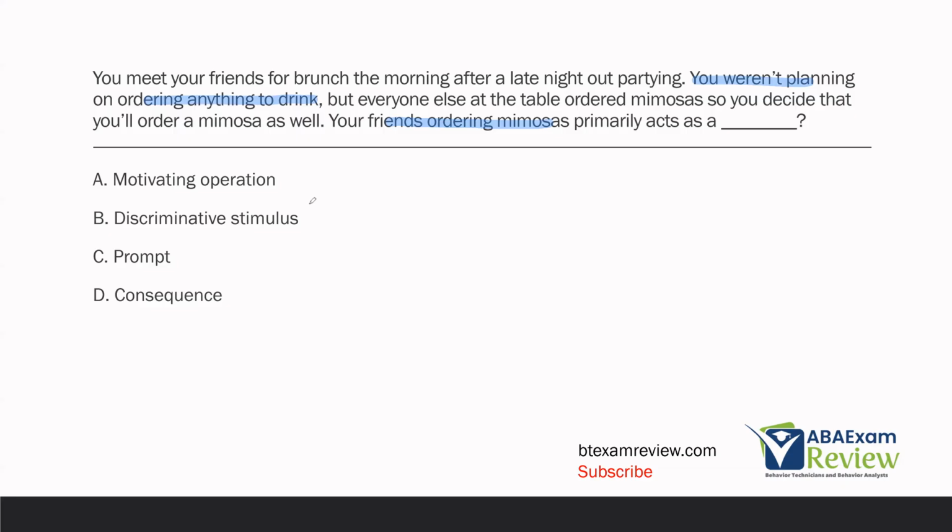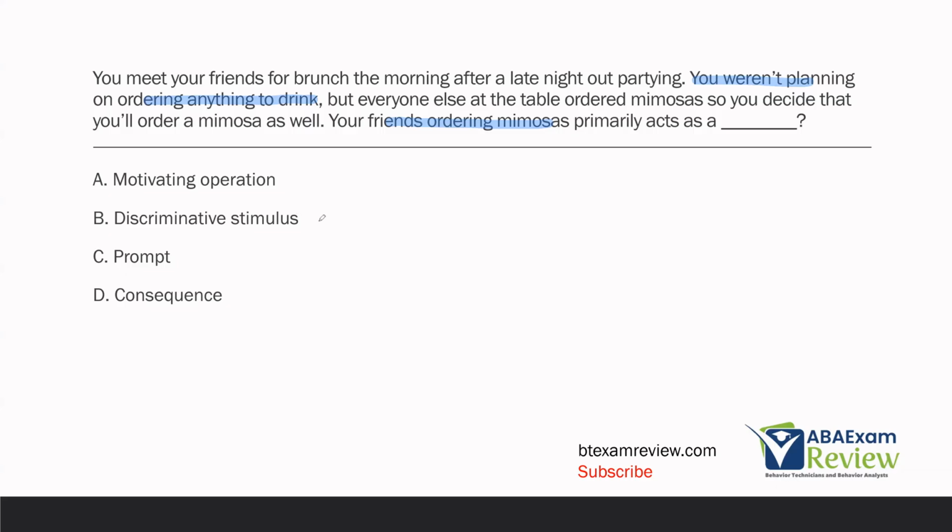A discriminative stimulus, or an SD, signals something is available. Now, when you get to this brunch, mimosas are available. Your friends ordering the drinks aren't signaling to you that a drink is available. What happened, though, when they ordered that drink, the value of those mimosas went up. The value of getting a drink went up. So your friends ordering the mimosas acted as a motivating operation. It temporarily changed your behavior. It temporarily made you want that drink more.